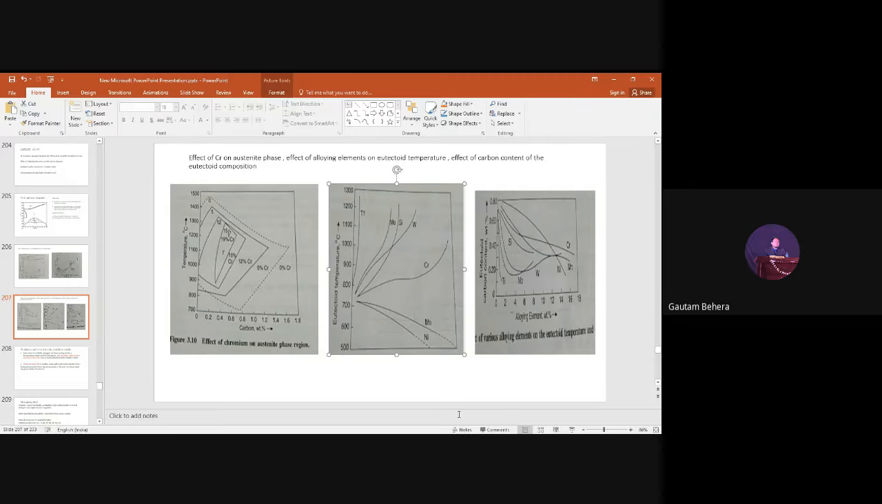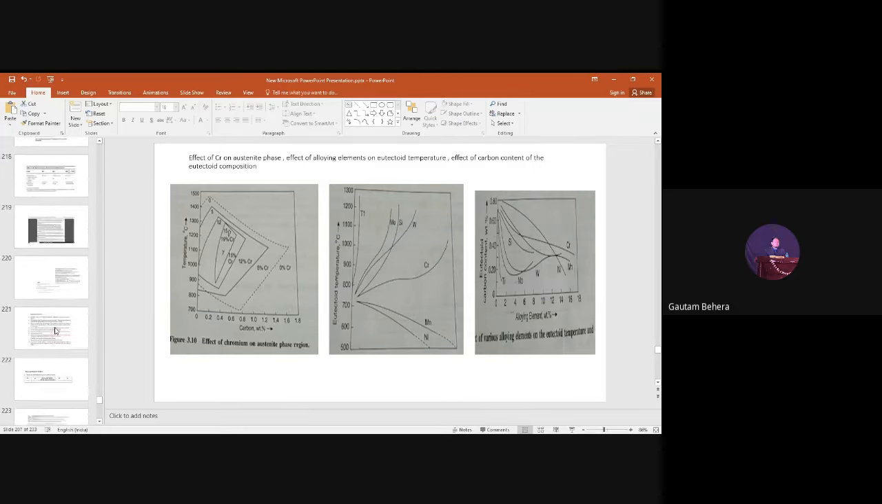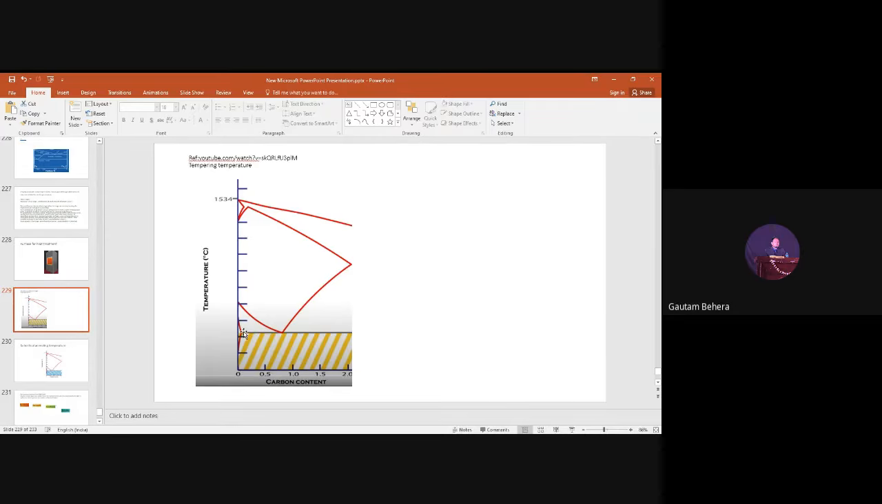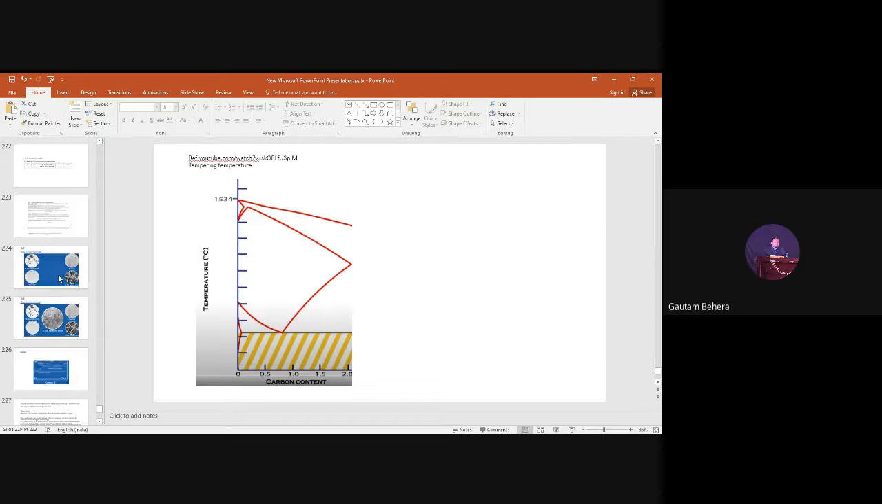So can you people figure out what is happening due to the addition of alloying elements? What happens to the eutectoid temperature when we add different alloying elements? Can you figure it out quickly? I am talking about this temperature, the A1 temperature, lower critical temperature. This temperature is going up sometimes, and going down with different alloying elements.